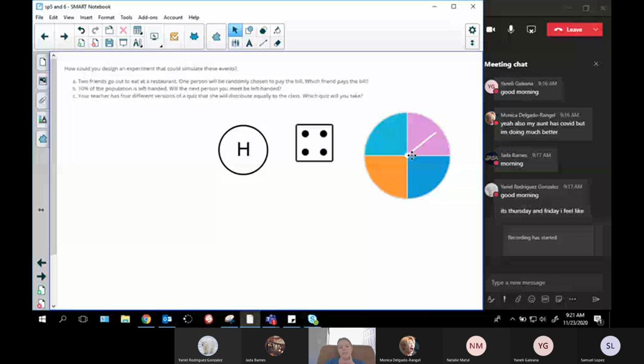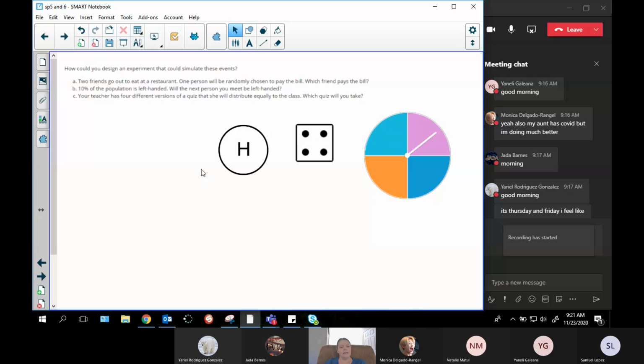So we have different things that we have talked about to use to conduct experiments: a coin, a die, and a spinner. There's also a deck of cards we could use. We could use a bag with items in it, a random number generator. There's all kinds of possibilities, but these are the three that we've used so far.